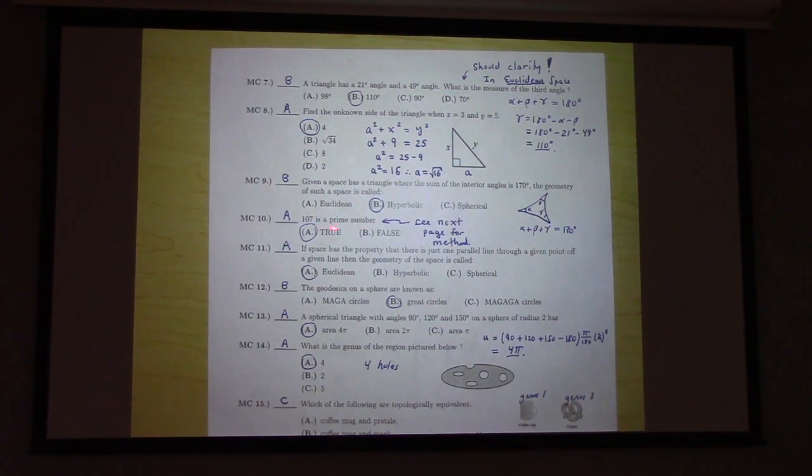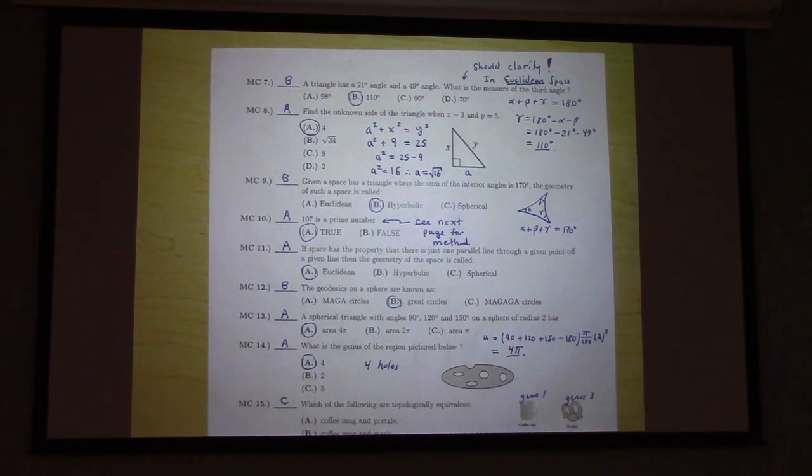107 is a prime number. It's true. Now, I'm sure some of you got this right because you guessed, right? And that's not 50-50, right? But how can we be sure 107 is a prime number? Let's talk about an algorithm.